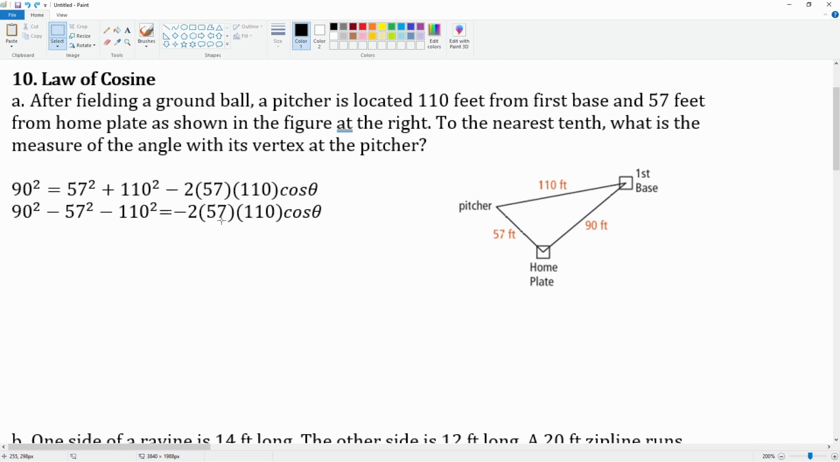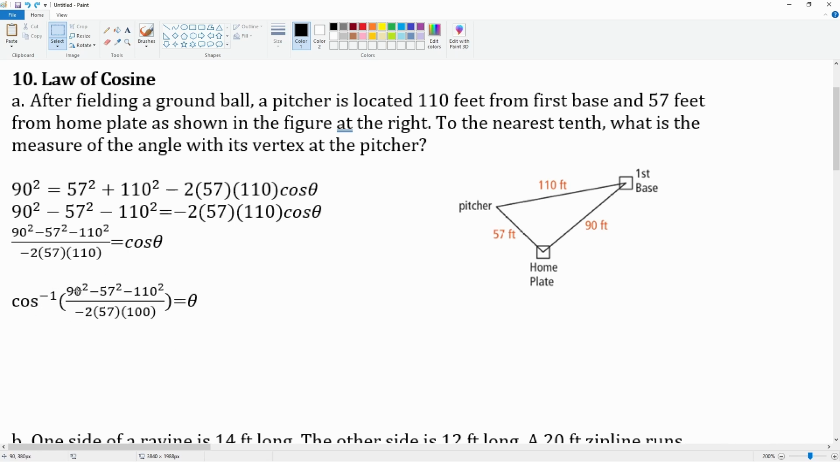Now we're going to divide. I divide because I'm trying to get the theta alone. Here's a cosine next to it, so I take the cosine inverse. So theta is basically cosine inverse of this. This is a standard equation.